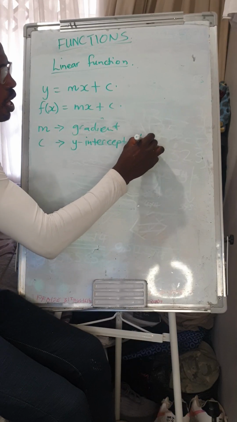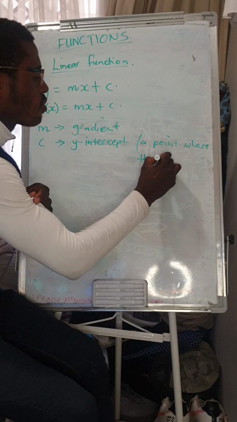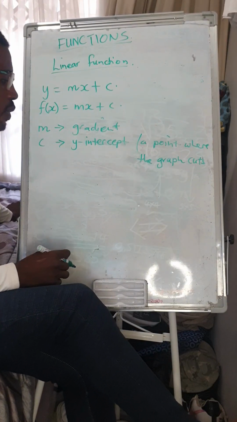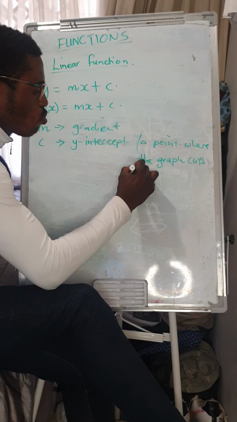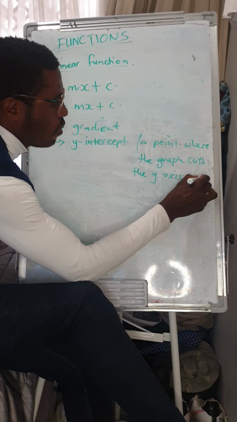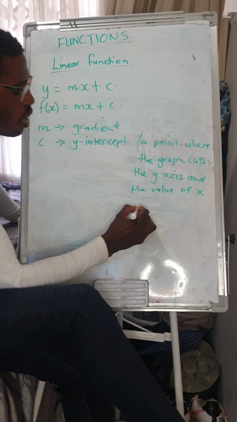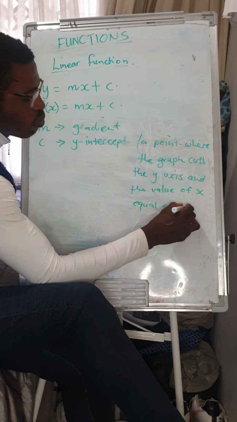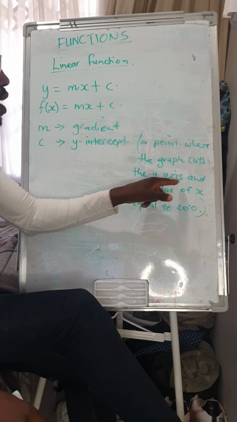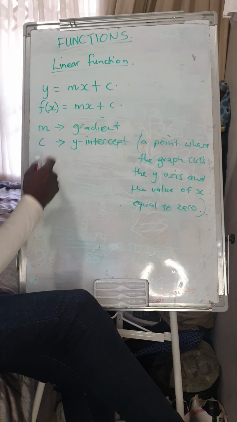The y-intercept is a point where the graph cuts the y-axis, and the value of x is equal to 0 there. So the y-intercept is a point where the graph cuts the y-axis and the value of x equals 0.